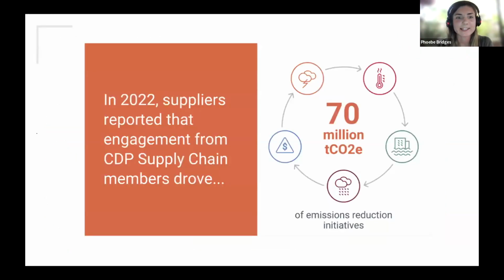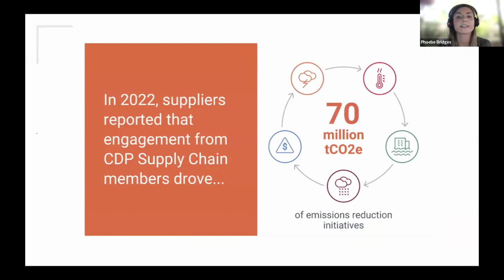So penultimate slide here. So obviously the aim of the game here is to reduce emissions and minimize your scope 3, which is why it's really pleasing to see that in 2022, CDP members drove a reduction of 70 million tonnes of carbon dioxide equivalent through implemented initiatives, really highlighting the strength of purchasing power there.